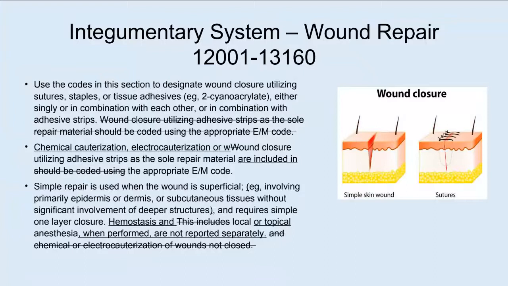There were changes made to the wound repair section in this system. The 2021 introduction only stated that use of adhesive strips is coded using an E&M code, not a wound repair code. The 2022 introduction says, yes, adhesive strips used alone, but also chemical cauterization and electrocauterization procedures. These are also only reported using an E&M code. So that's a difference here. This has been added.